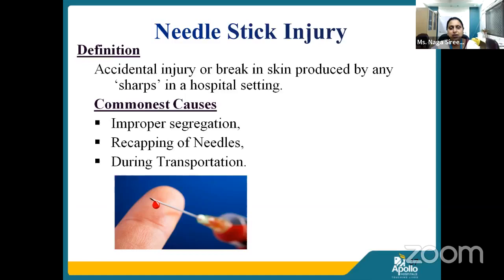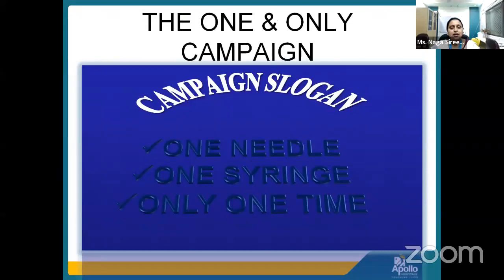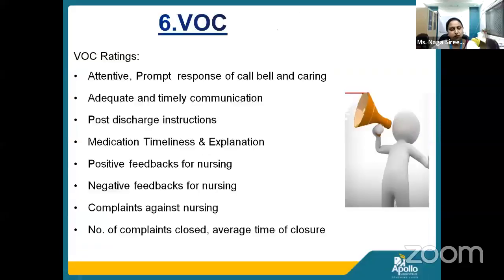Accidental injury or break in skin produced by any sharps causes needle stick injury. And how do we calculate it? Number of needle stick or sharp injuries in a given month, into 100, divided by number of patient days in a month. And we had a campaign many times. The campaign slogan is one needle, one syringe, one time. So you should not reuse and you should not recap, which is very, very important.